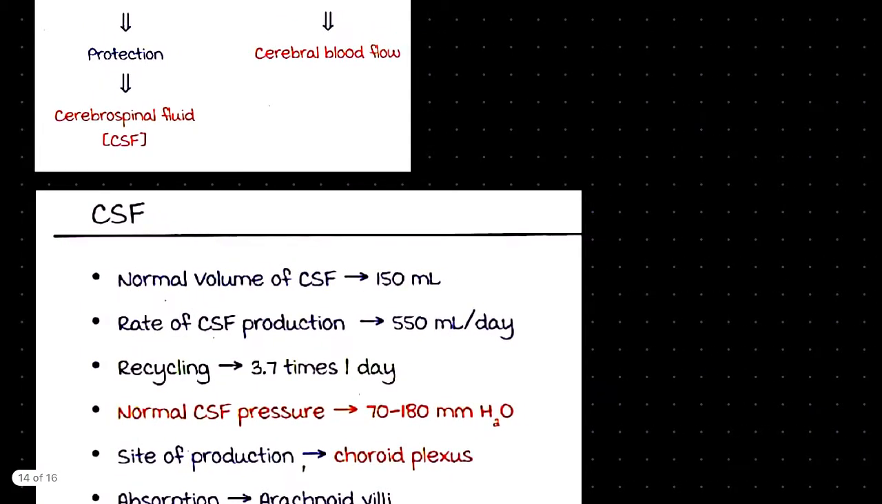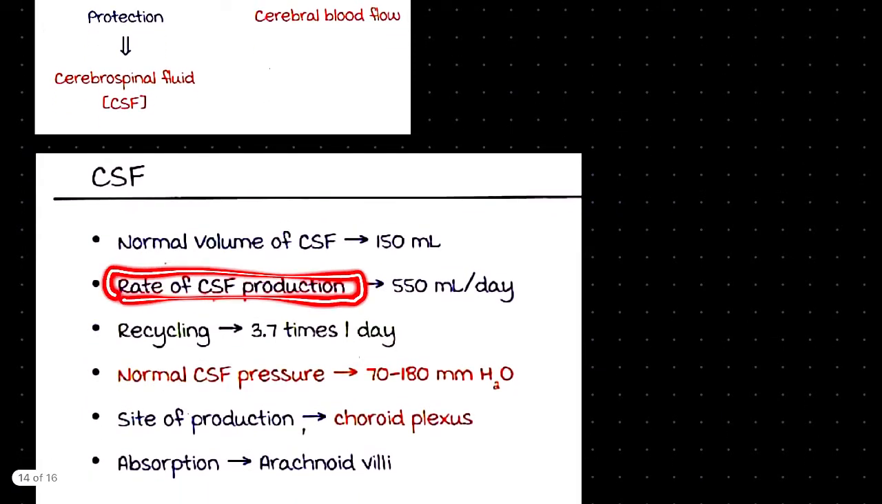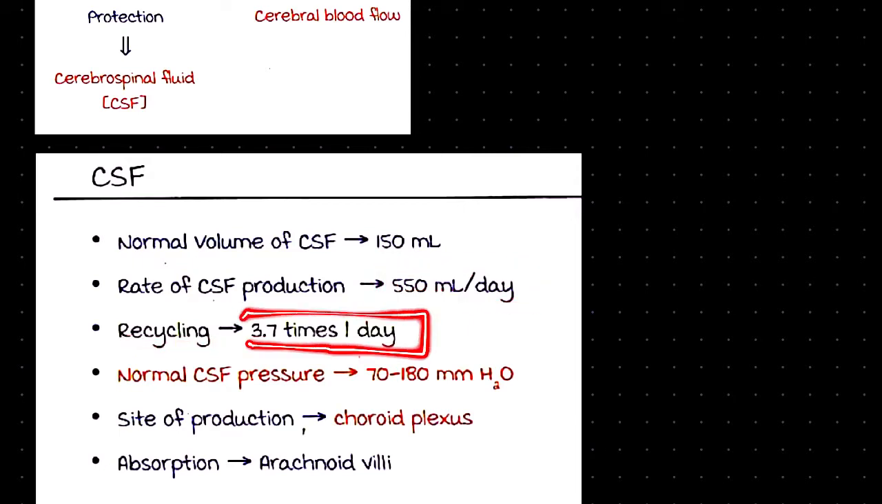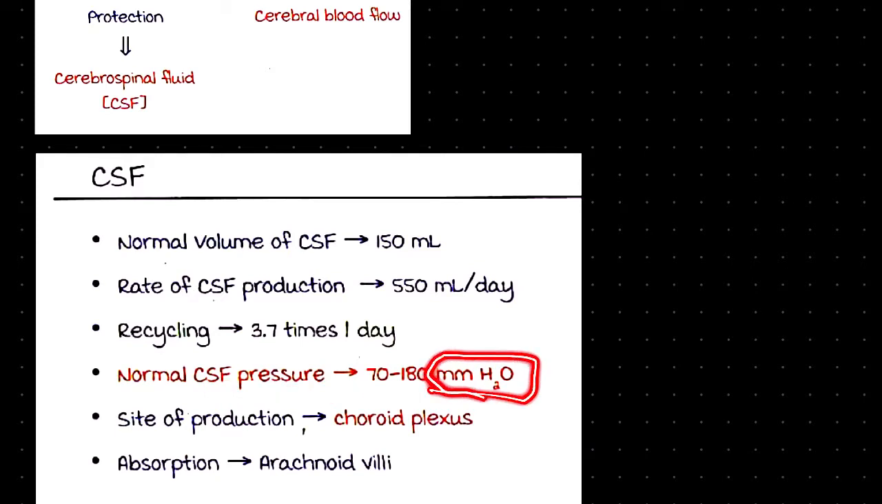The normal volume of CSF is about 150 ml, right? Somewhere it is written as 100 ml plus minus 10 ml. So this is the normal volume of CSF. Now the rate of CSF production: the rate by which CSF is produced is about 550 ml per day, and recycling takes place 3.7 times a day. Normal CSF pressure, what is it? It is 70 to 180 mm of H2O. Remember the unit, 70 to 180 mm of H2O, right?